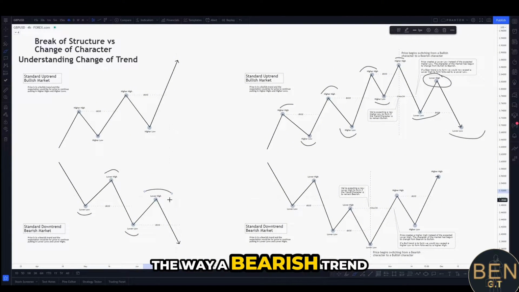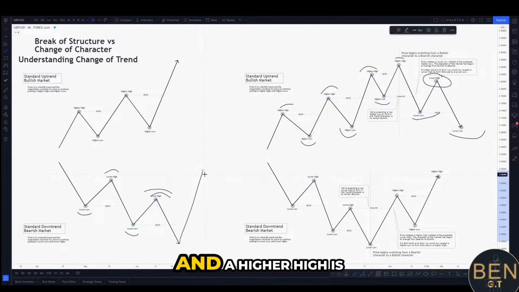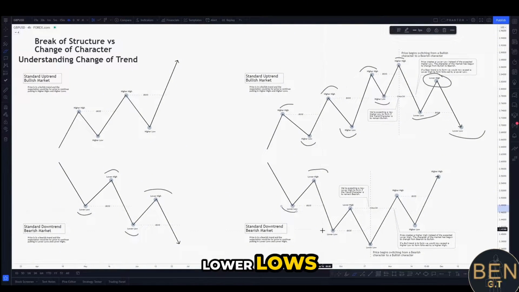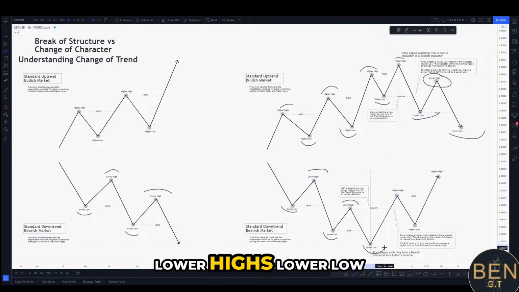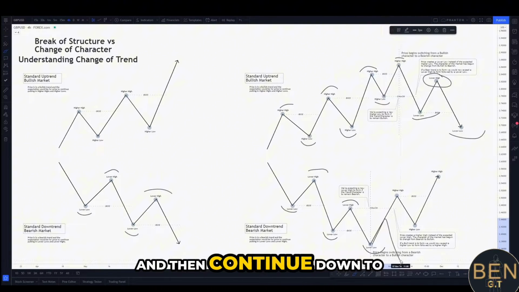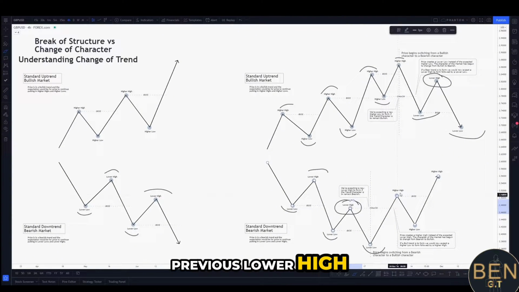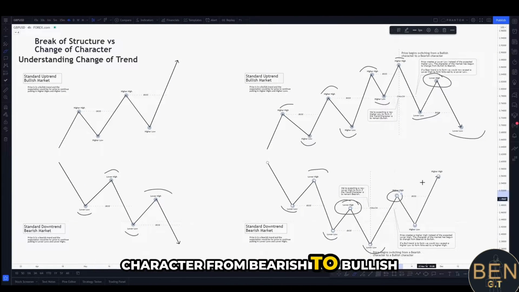The way a bearish trend would be invalidated is if the previous lower high is broken and a higher high is formed. That would be our change of character from bearish to bullish. So if we're looking at a similar example, we have price putting in lower lows, lower highs, lower lows, lower highs, lower low. We're expecting price to form a lower high at some sort of supply area and then continue down to make a lower low. But instead, price breaks the previous lower high and forms a higher high. This is a change of character from bearish to bullish.